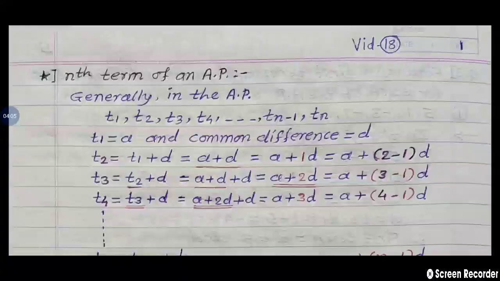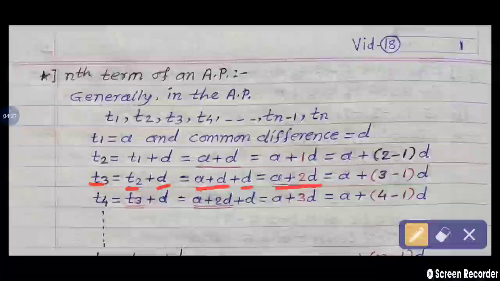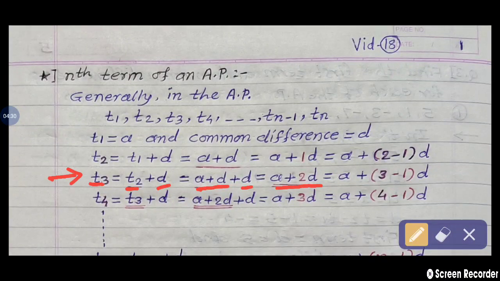Check again, properly and carefully. If we find the third term, then second term plus difference. The second term value is A plus D, and that plus D remains as it is here. So we are getting A plus 2 times D. If we find the third term, how many times are we adding the difference? 2 times. There is again a difference of 1. So we are writing it this way: A means first term plus 3 minus 1 into D.